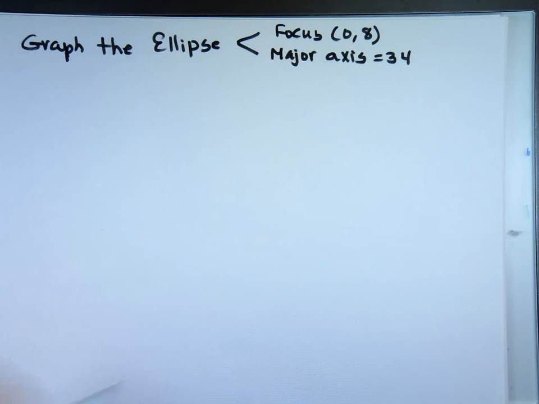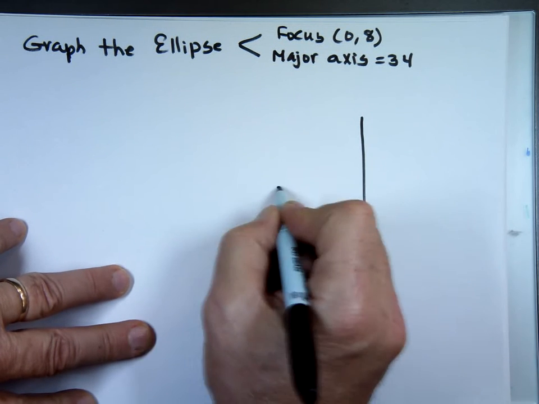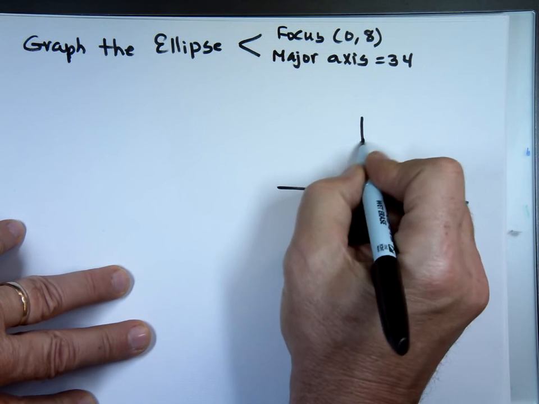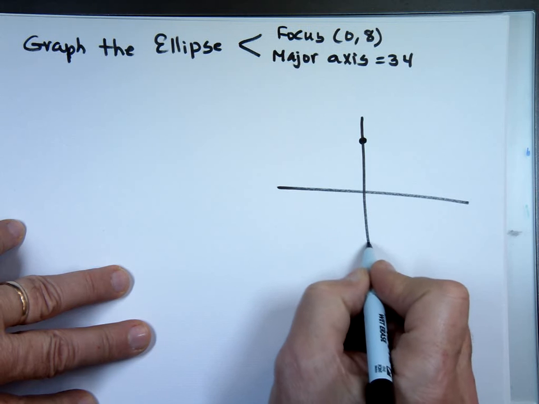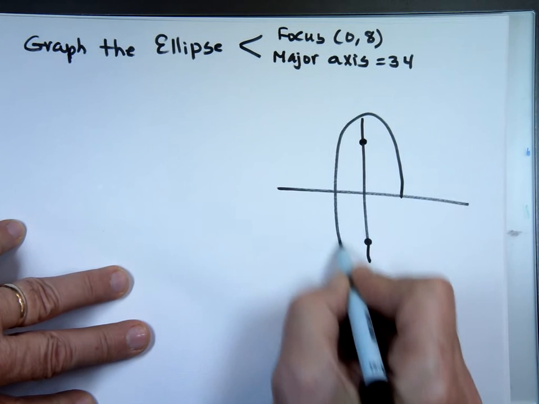Before I get going on that, where is the focus? Right here, 0, 8, right? Yep. Then there's one down here, 0, negative 8. So the graph has to look like this. It has to.